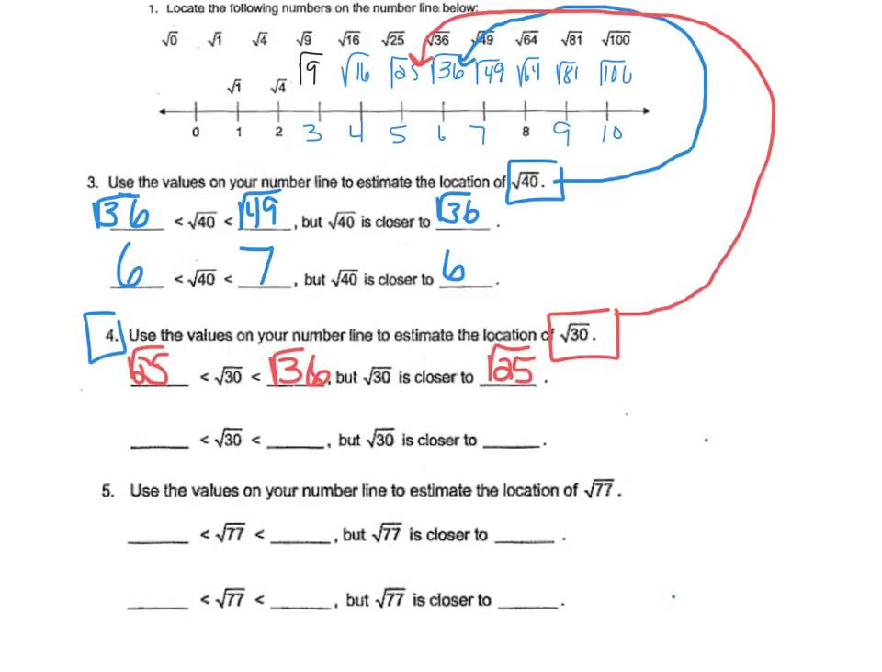Doesn't want to erase. All right, we'll try that down here. All right, the square root of 25 is 5, which is less than the square root of 30, and the square root of 36 is 6. But it is closer, the square root of 30 is closer to 5. All right, so the square root of 30 is between 5 and 6, a little bit closer to 5.